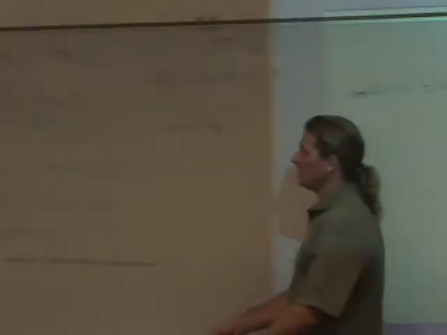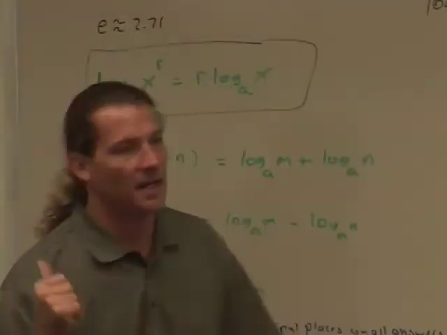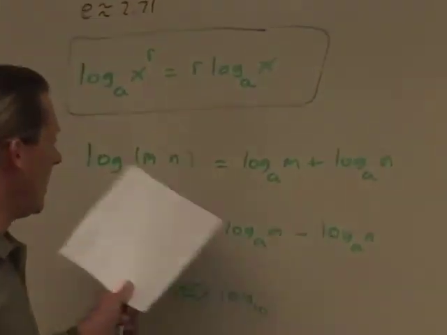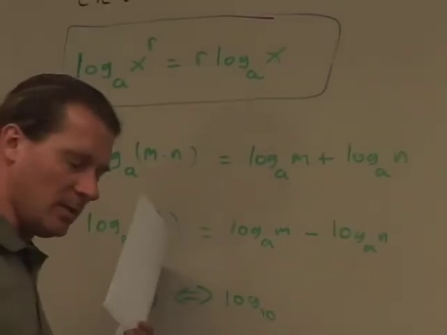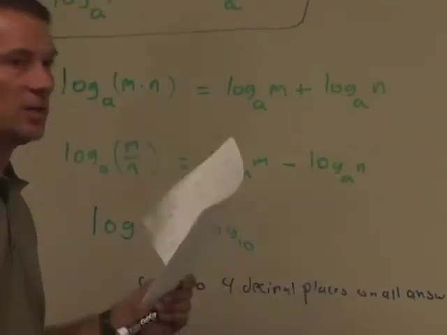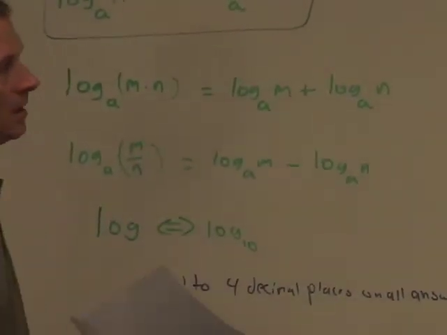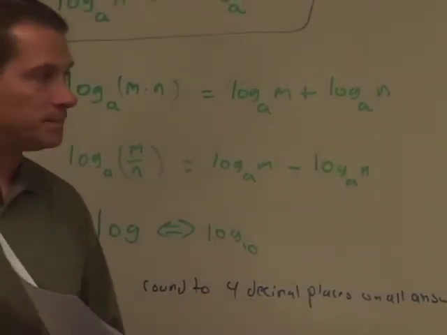Okay, the property says that when you multiply them inside the parentheses, you add them outside. That's the property. And the same thing goes when you subtract. When you divide them, you subtract. That's what we're working with. Why that works?